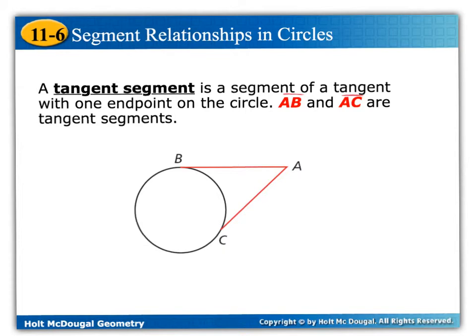Okay, so a tangent segment is a segment of a tangent with one endpoint on the circle, and that's pretty much it. Tangent segment is your second buzzword. AB and AC are tangent segments because, again, they start on the outside, they go to the circle, they only touch at one point, and they stop. If it kept going, we would just call it a tangent.